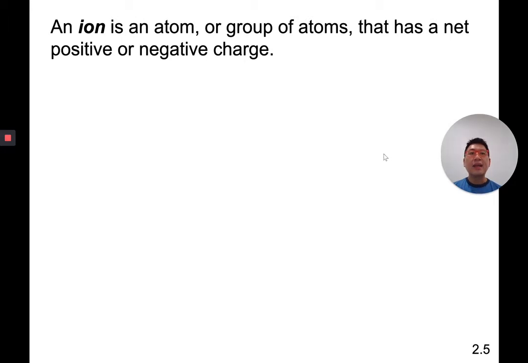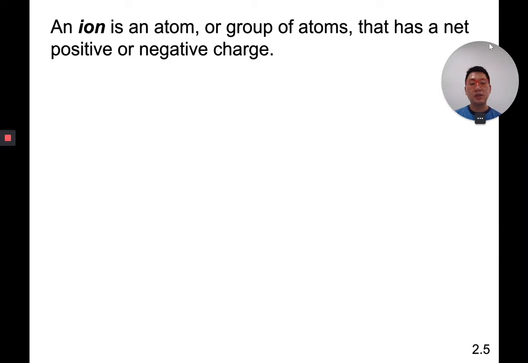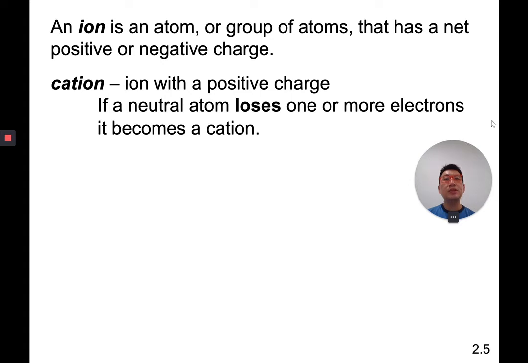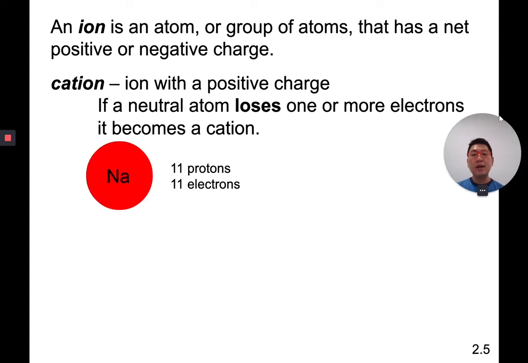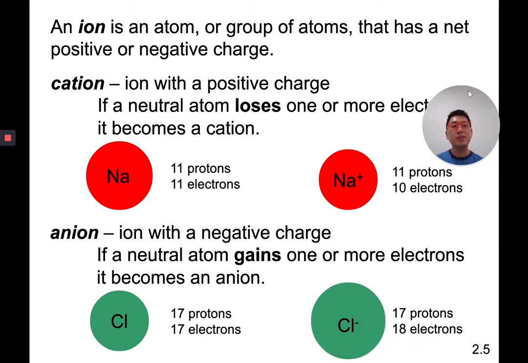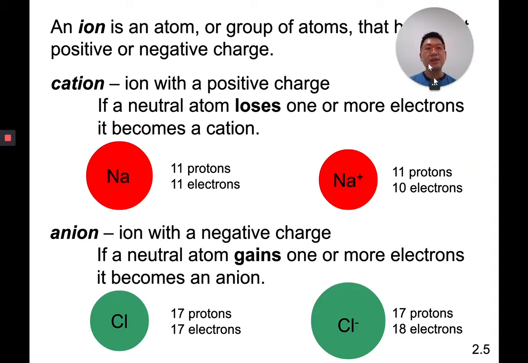Next. An ion is an atom or group of atoms that has an overall net positive or negative charge. So there are 2 types of ions. Maybe I should show this whole slide. There are positive ones, and there are negative ones. I'll just put myself so I'm not blocking too much of the screen. That's worse. Okay, so there are positive ones, and those are called cations. And there are negative ions, also known as anions. Cations have an overall positive charge. Anions have an overall negative charge.